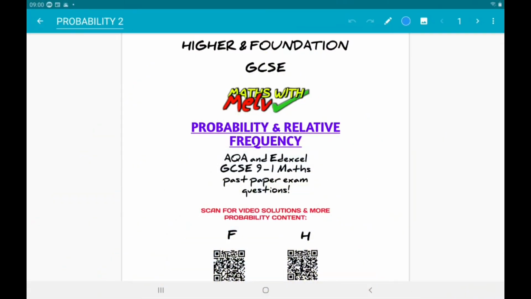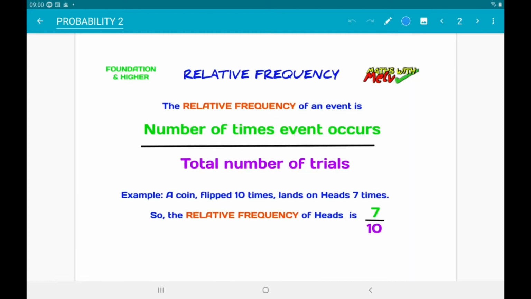Hey guys, in this one we are looking at probability questions involving a relative frequency. A relative frequency is the number of times an event occurs out of the total number of trials. So, if I flip a coin 10 times and get 7 heads, the relative frequency of heads is 7 tenths.